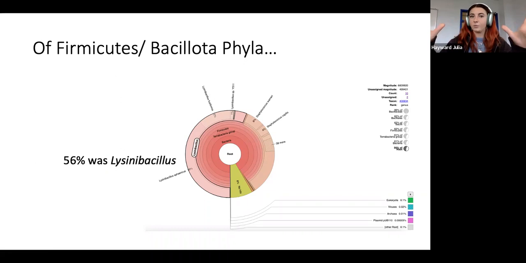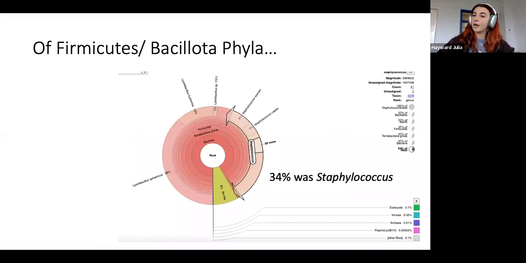The major phyla we had, the Firmicutes/Bacillota. Of that 91%, 56% of it was Lysinibacillus, and 34% of it was Staphylococci. Both gram-positive bacteria, which is sort of what I expected. I definitely expected a higher percentile of Staphylococci in comparison to Lysinibacillus, but you know.